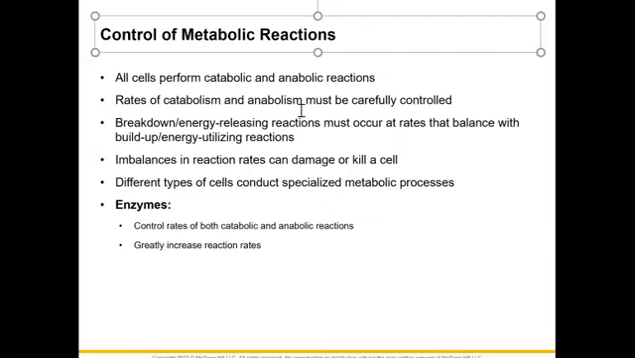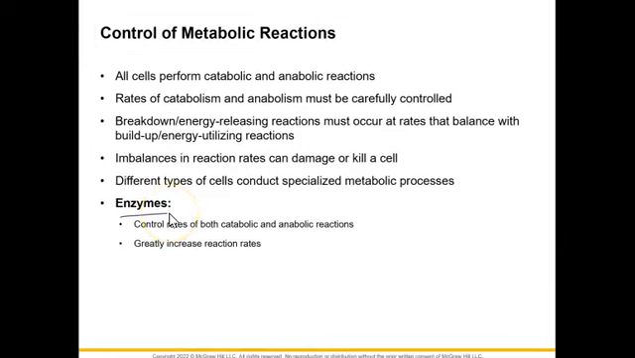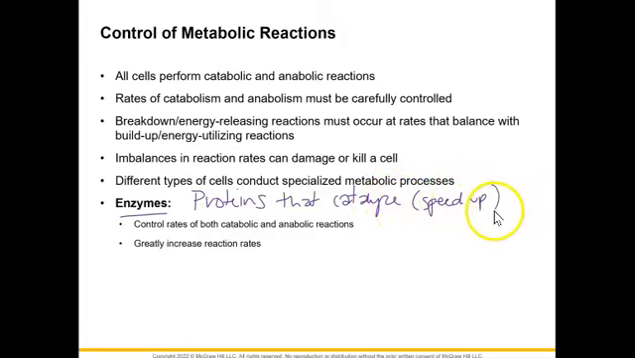Now, if we're talking about metabolic reactions, another important thing to understand are enzymes. And enzymes are actually proteins that catalyze, or speed up, chemical reactions. So an enzyme is a protein that catalyzes a chemical reaction. And so cells have very specific enzymes that control the rate of all of our metabolic reactions.